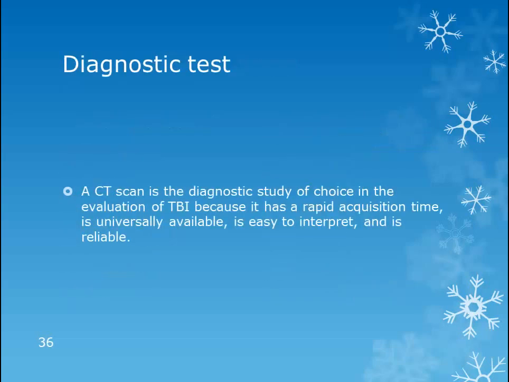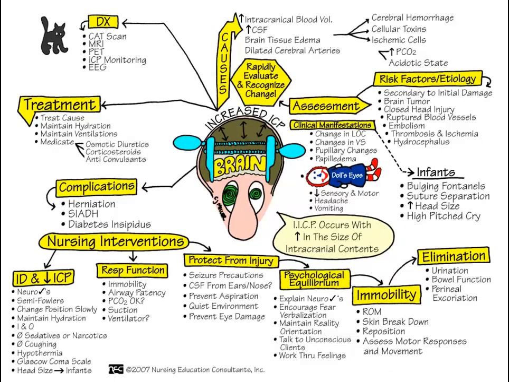A CAT scan is the diagnostic study of choice in the evaluation of traumatic brain injury because it has a rapid acquisition time, is universally available, and is easy to interpret and reliable. This is a slide that speaks to the diagnosis and treatment of increased intracranial pressure in addition to the assessment and risk factors. Review this slide. It pulls the whole concept of increased intracranial pressure together.